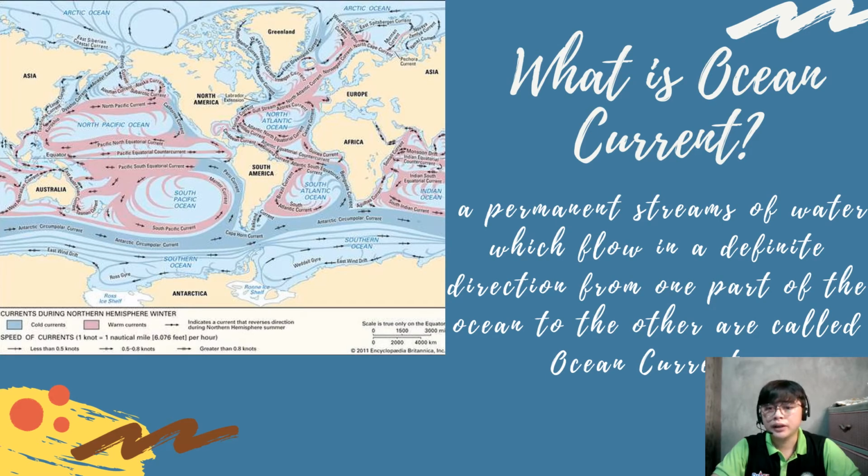Before we discuss my topic, let's have a review or recap first about the ocean current. An ocean current is a permanent stream of water which flows in a definite direction from one part of the ocean to the other. Ocean currents can be thousands of kilometers in length and sometimes about 200 kilometers wide.